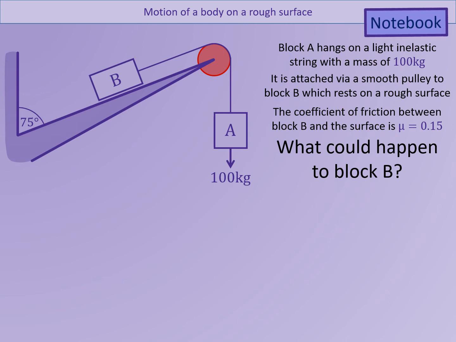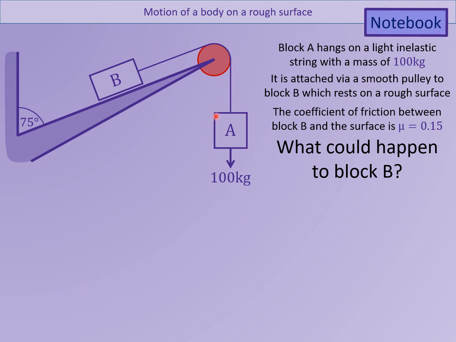Okay, so we're going to look at a last example, a more complicated example, but it also allows us to look at some of the stuff you did last year to do with what we call connecting bodies. So we've got a block A, as you can see there, on a light inelastic string, so it's not bouncing up and down or anything silly like that. It's light, so the weight of the string or the rope doesn't come into it at all.